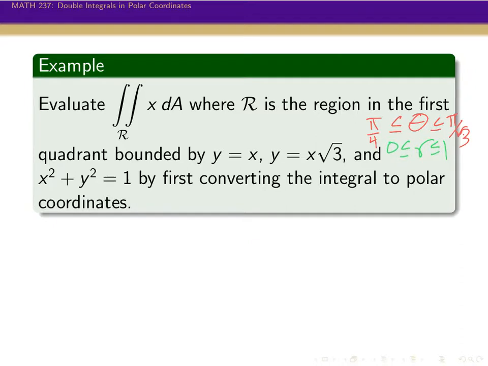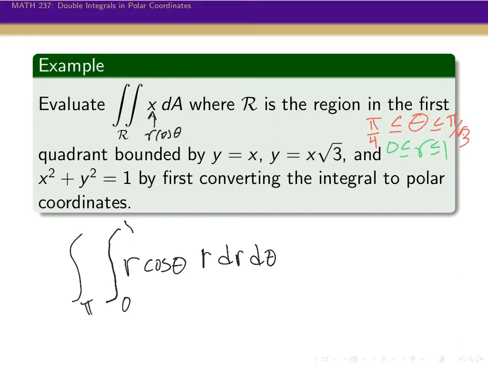So our integral is going to become, so x, this becomes r cosine theta. That's x. dA is r dr d theta. Our bounds here, they don't depend on each other, so it really doesn't matter what order we do the integration. So we can do r first. And so since we're integrating in terms of r first, r is going from 0 to 1, and then theta is going from pi over 4 to pi over 3.